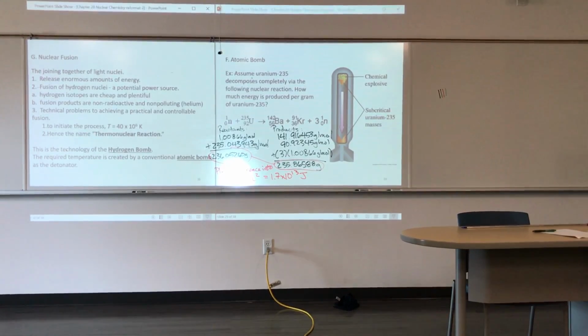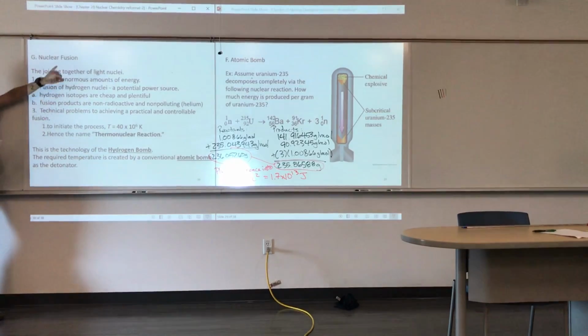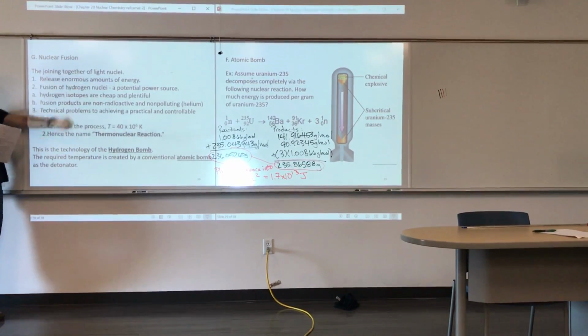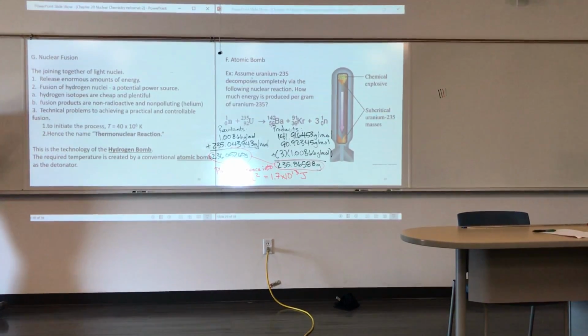All right. So nuclear fusion. So far we've talked about fission, with an F-I-S-S-I-O-N. This is nuclear fusion, the joining together of light nuclei. We said this happens just like fission. Fission was making bigger nuclei smaller. Fusion is making smaller nuclei bigger to get to that most stable zone. It also releases enormous amounts of energy.